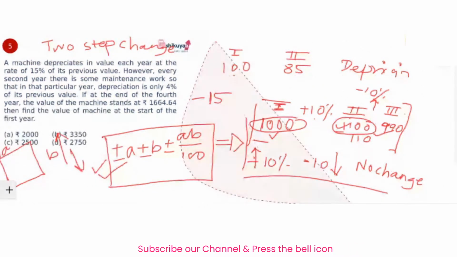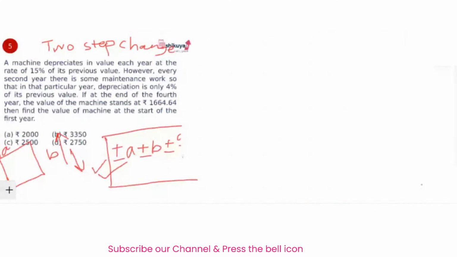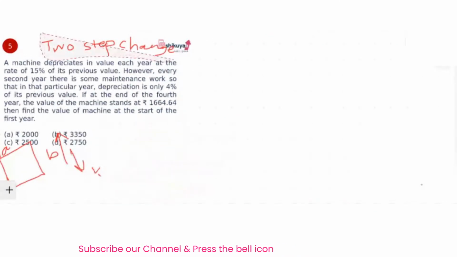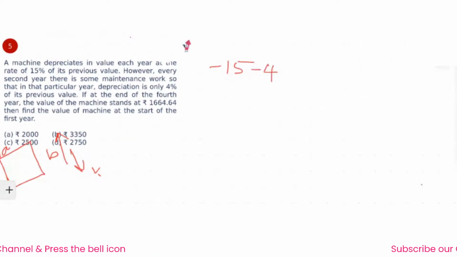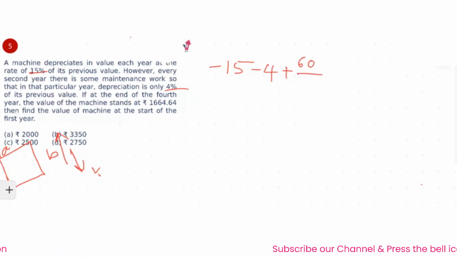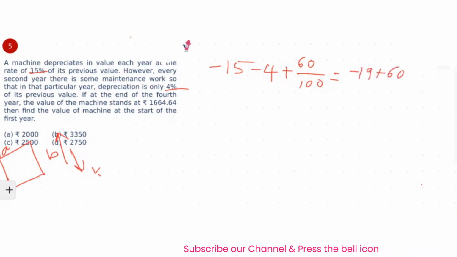Let us try to understand the basic problem now, what is given to us. It is given to us that there is a depreciation of 15%. That means in the initial year, it is going to reduce by 15%. And then there is a depreciation of only 4%. Look at the problem. It was initially 15%. It was 4%. So by using that particular formula, plus or minus A plus or minus B plus or minus AB upon 100, that becomes this much. So this value is 15 minus 19 plus 60 upon 100.